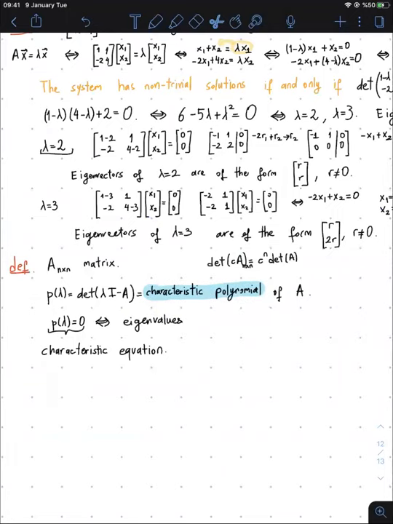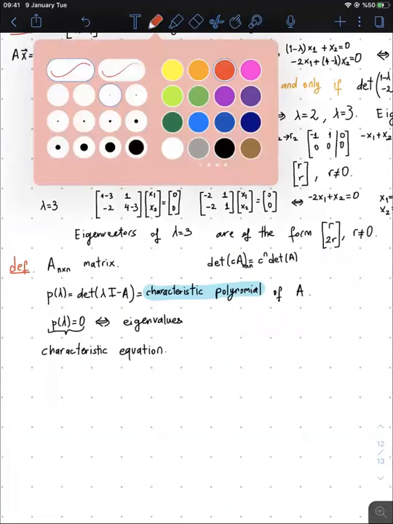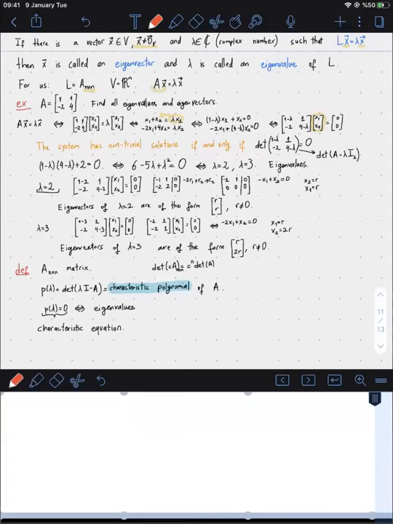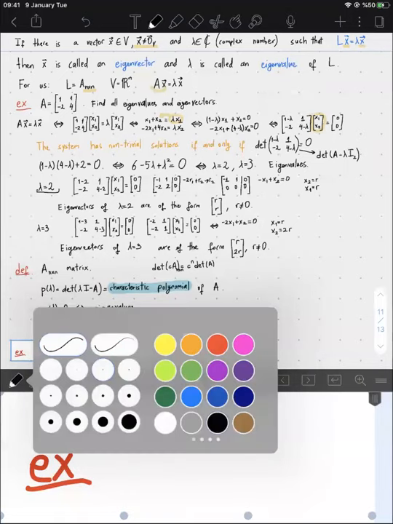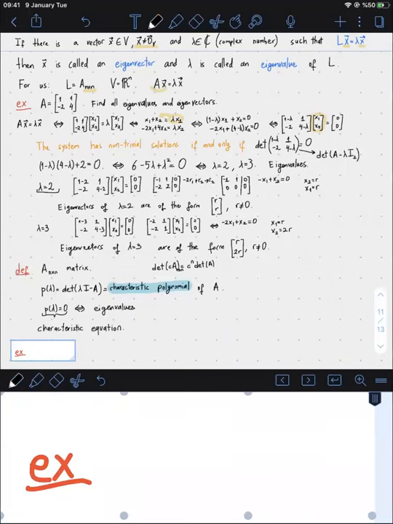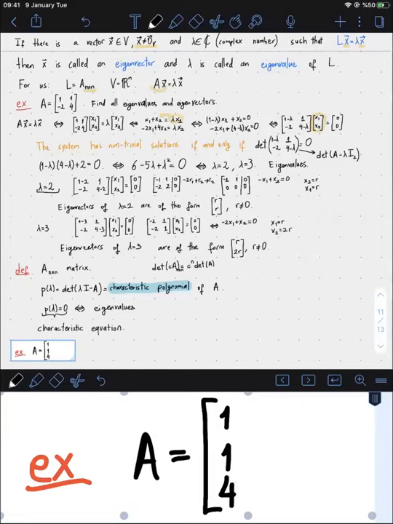Okay, so this will be the characteristic polynomial. Let's do one more example about this characteristic polynomial. This time let's look at a 3 by 3 matrix. Let's take A to be this matrix: 1, 1, 4, and then we have 2, 0, minus 4, and then minus 1, 1, and 5.